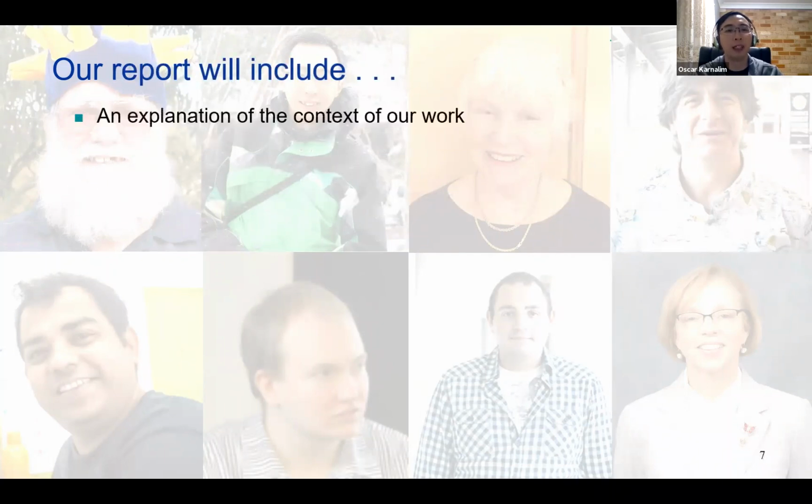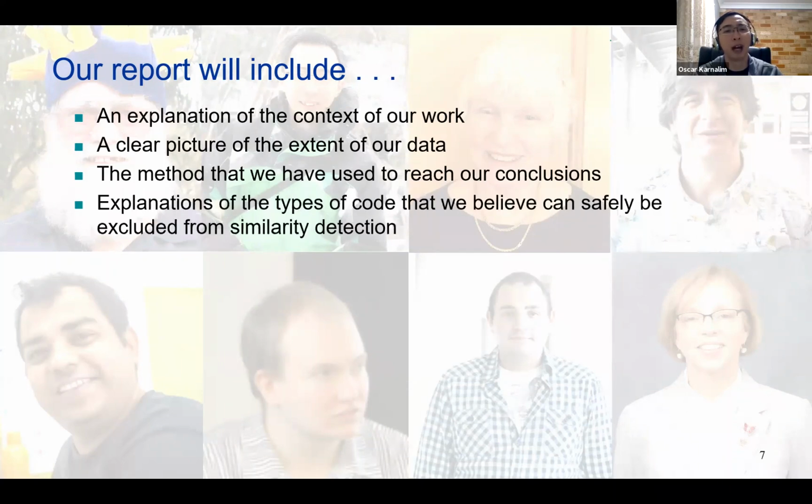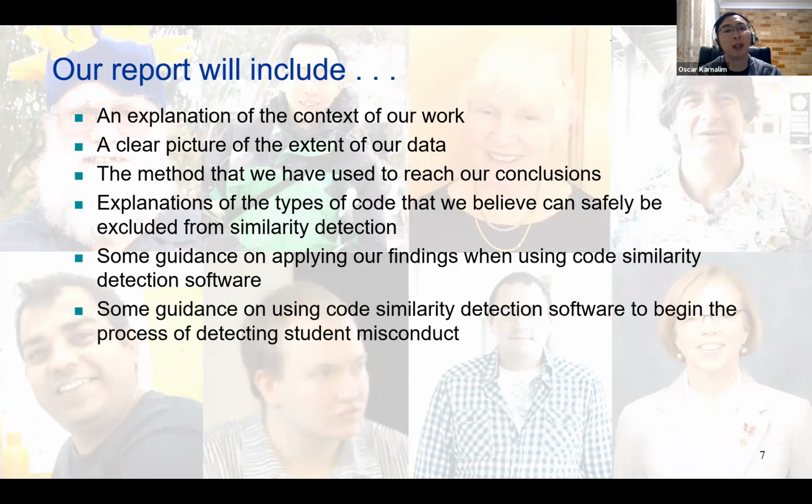Our report will include an explanation of the context of our work, a clear picture of the extent of our data, the method that we have used to reach our conclusions, explanations of the types of code that we believe can safely be excluded from similarity detection, some guidance on applying our findings when using code similarity detection software like JPlag and MOSS, and some guidance on using code similarity detection software to begin the process of detecting student misconduct. So that's our project in a nutshell.